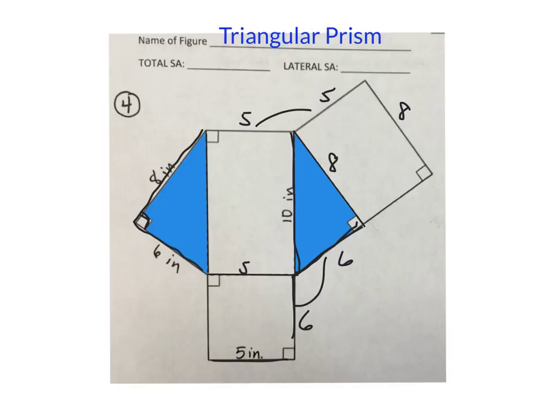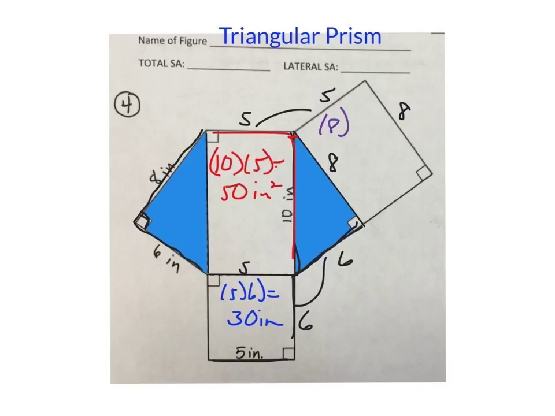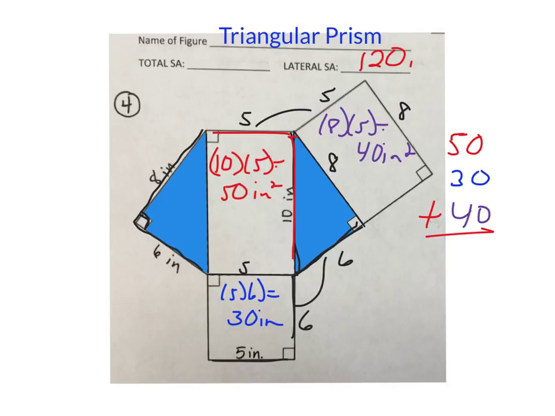So now that I have at least 2 dimensions on each object, I could go ahead and start calculating. Now, to begin, I'm going to just start at one of these, and I'm going to say this one is a 5 by 6, which gets you 30 square inches. This one is a 10 by 5, which gets you the 50 square inches for that one. And then I also have this last piece over here that is an 8 by 5, so that gets you 40 square inches. Now I'm not done. That would get you lateral surface area. So when I add those up, I get 120 square inches for the lateral.